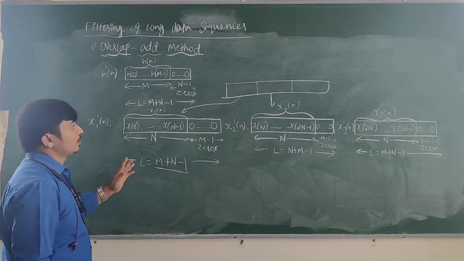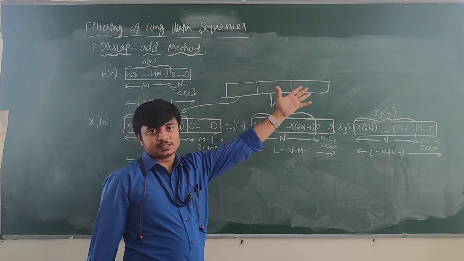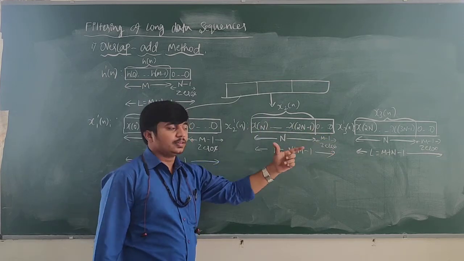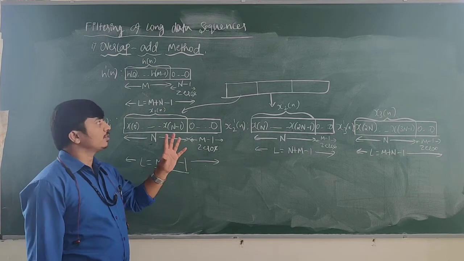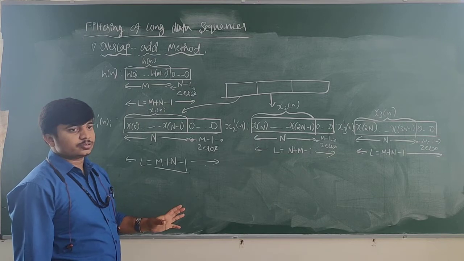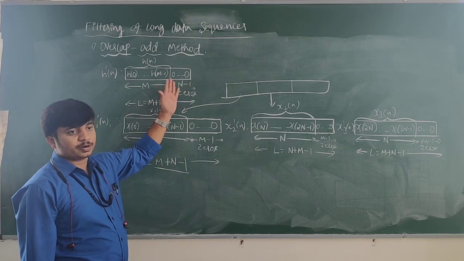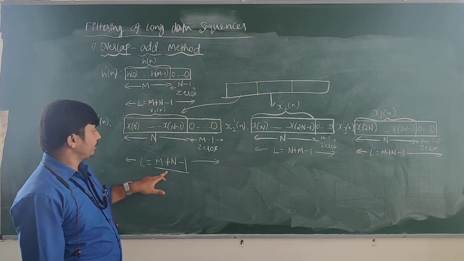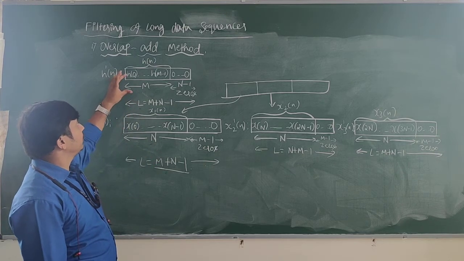Got it? So what I have done here is I have taken one long sequence and split it into several blocks of the same length. To perform the convolution, the length of h of n and the length of x of n should be the same. That's why I have added that particular number of zeros, to make the length equal to L. Now we have sequences of the same length.